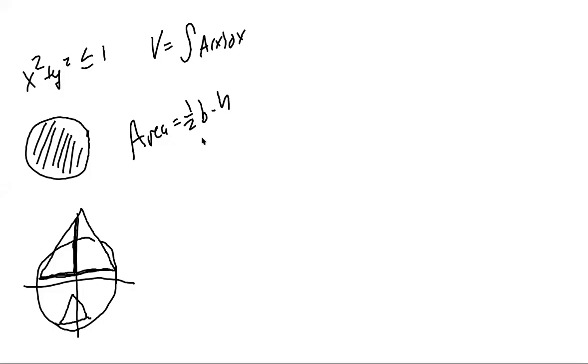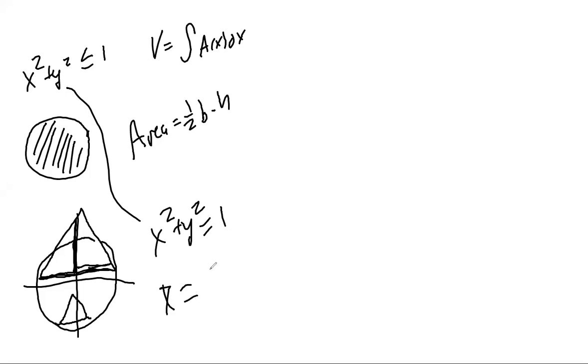Okay, so we have our area is 1/2 base times height. Now, I can tell you that right now, this distance is going to be an x. So if we take this equation right here, which is the boundary, x squared plus y squared equals 1, and we solve this for x, we have x equals the square root of 1 minus y squared.